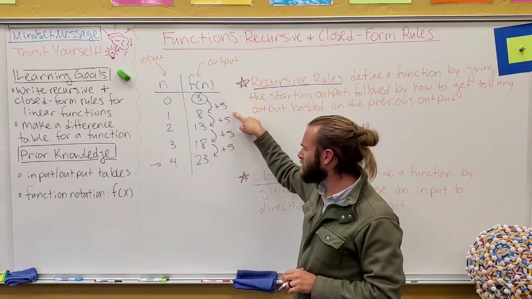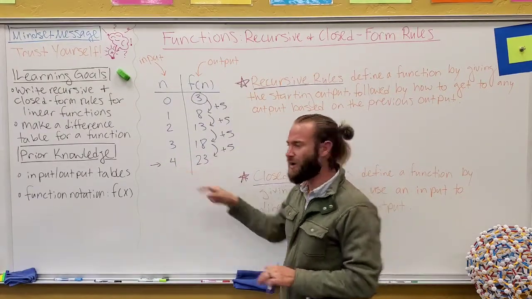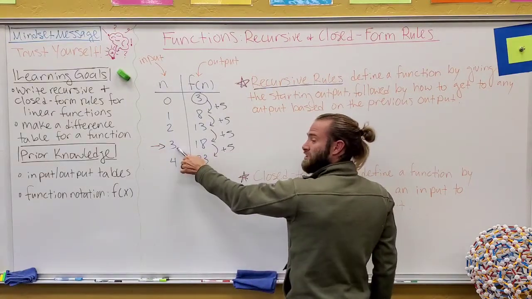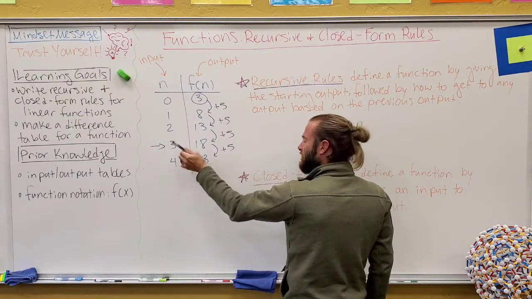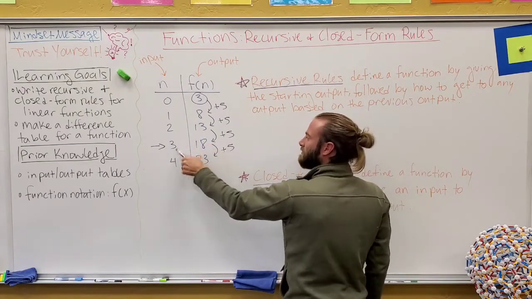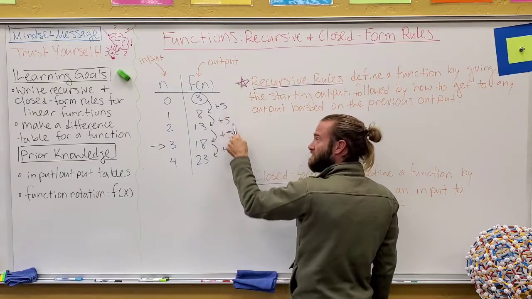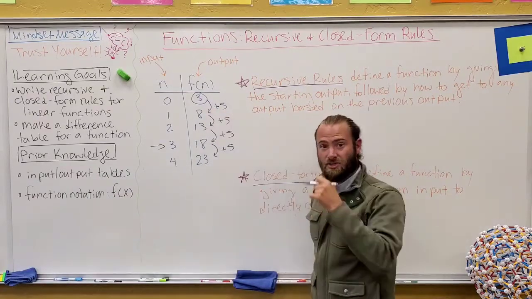So there's a relationship between the number of 5s and what output we're on. Because we could say the same thing here. If I want to get to the 3rd output, this is the input, but the 3rd output, I added 3 5s onto my initial 3.